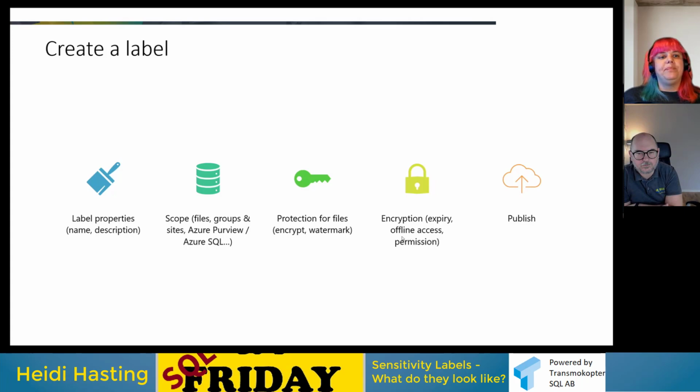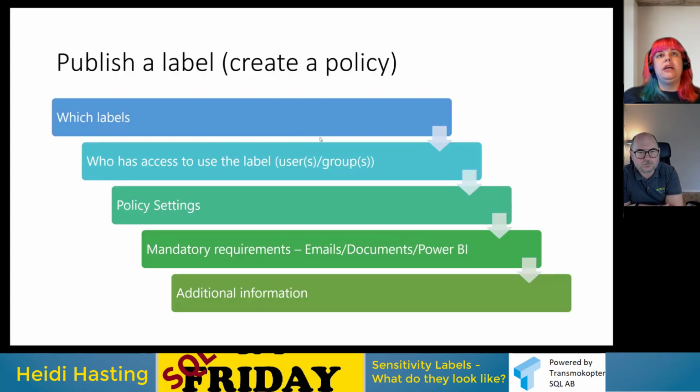And then there's the publish step. When it comes to publishing, you're doing what's called creating a policy. Now, I think I've kept in this slide deck, we'll actually walk through setting one up. So you define which labels you're going to publish, then you define who's going to have access to them, and that can be users or groups or a combination thereof. You've got some policy settings you can do, some mandatory stuff, which is very cool when it comes to Power BI, because you can default this thing to say, make sure every single Power BI artifact has a sensitivity label like unclassified.